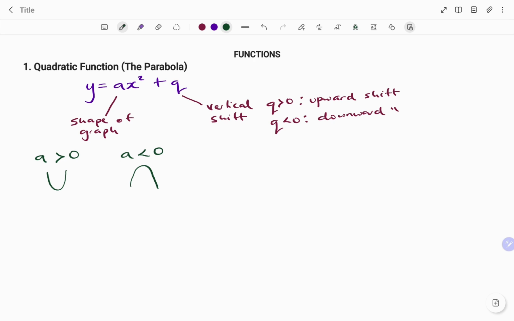Also note that if my graph is a smiley face, or the value of a is greater than 0, then we are going to have a minimum value at the turning point. And if we have the value of a less than 0, that's concave down, then we're going to have a maximum value at the turning point.